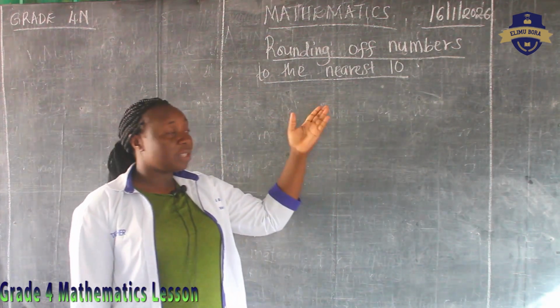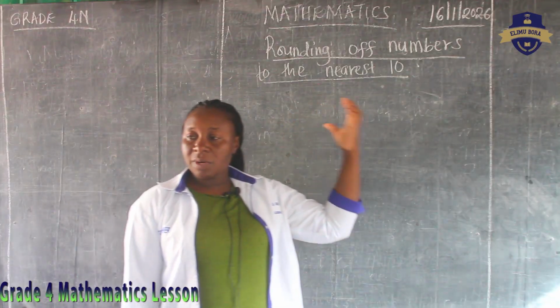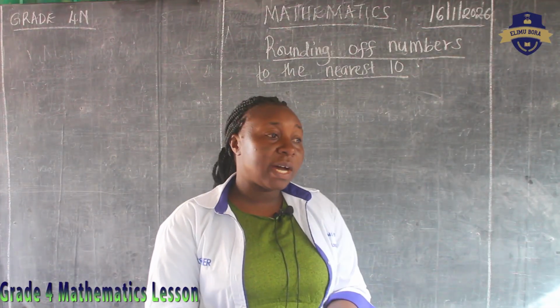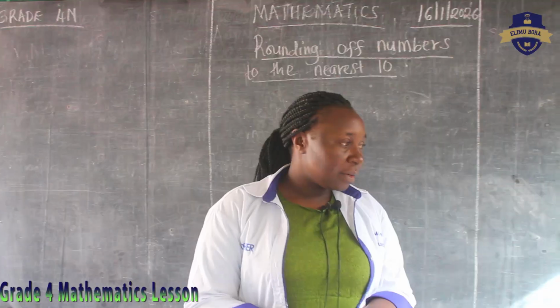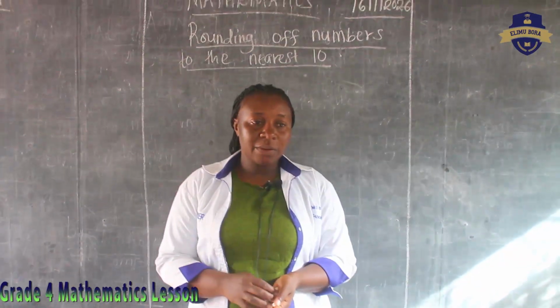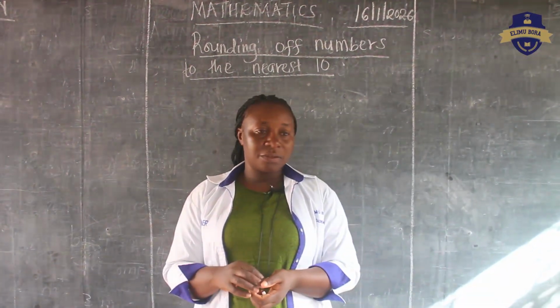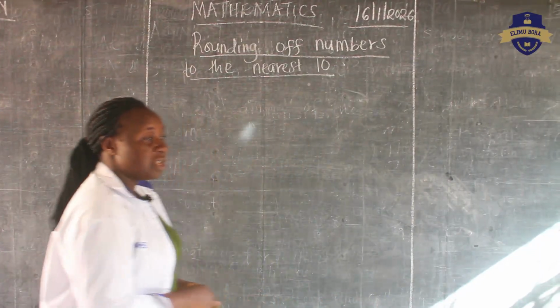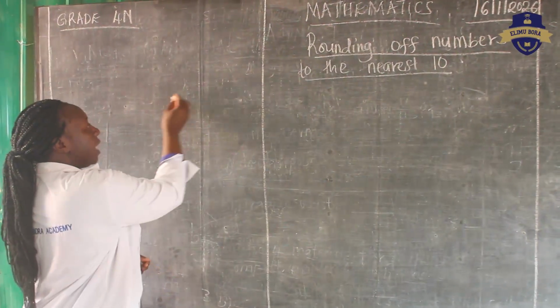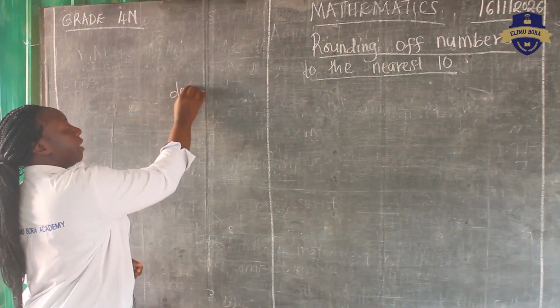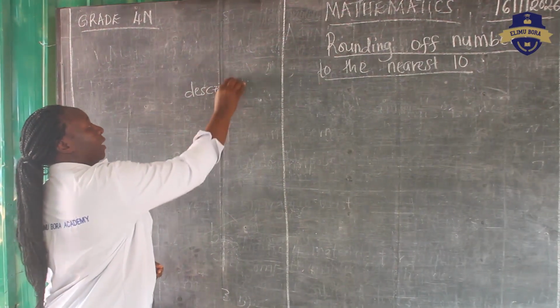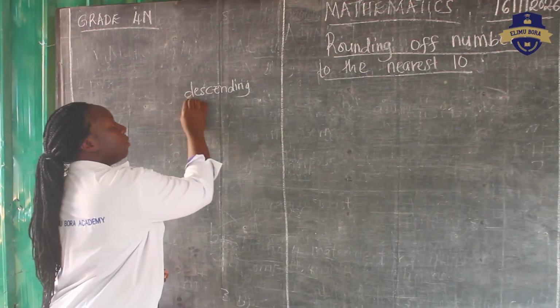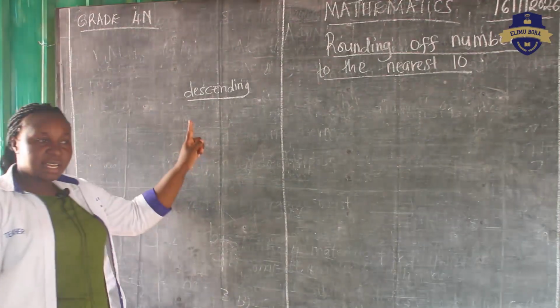But before we start rounding off the numbers, we want to remind ourselves about what we learned yesterday. Who can remind me what we learned about yesterday? Yes? Very good. We were arranging numbers in descending order. Everybody say descending order. We had some numbers, then we were arranging them in descending order.